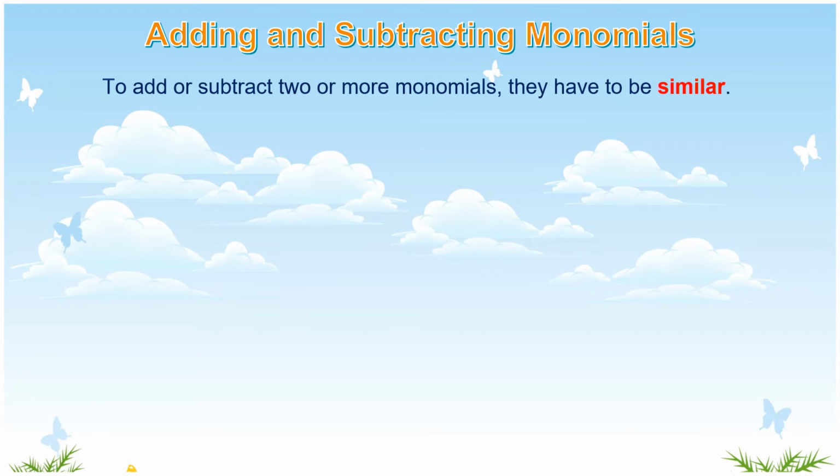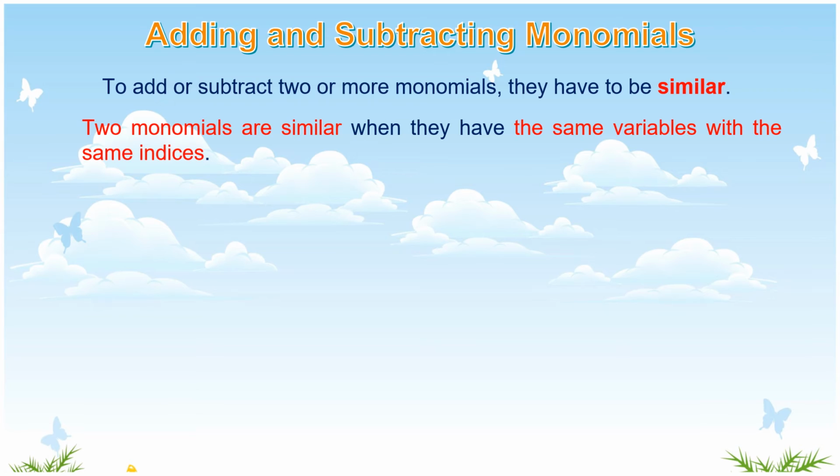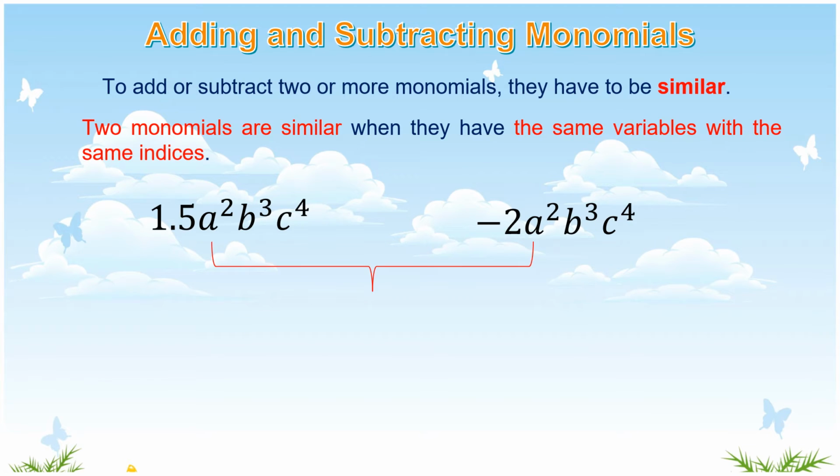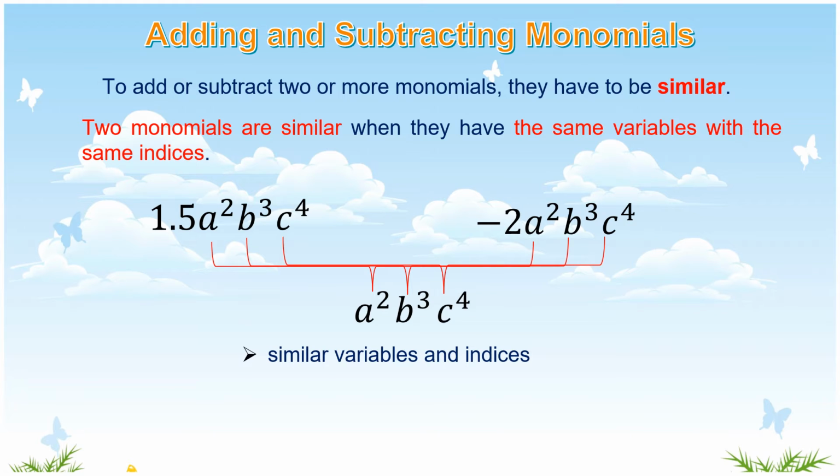Adding and subtracting monomials. To add or subtract two or more monomials, they have to be similar. Two monomials are similar when they have the same variables with the same indices. Supposing we have 1.5a squared b to the third c to the fourth, and negative 2a squared b to the third c to the fourth. They have the same a squared, b to the third, and c to the fourth. So they have similar variables and indices, so they are like terms or similar terms.